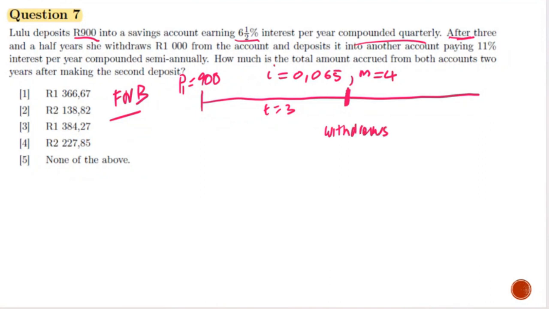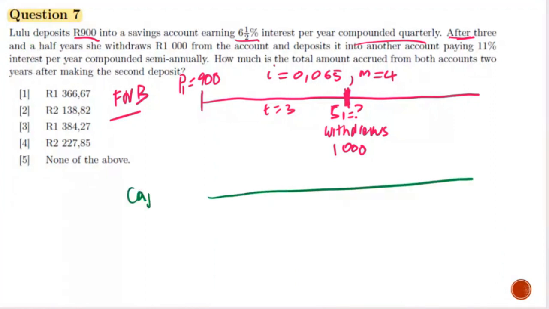She withdraws 1,000 rand from the account. The money would have run for 3 years and accumulated an amount. Let us say there's an amount that it accumulates at 3. When she goes to her account, she's going to find an accumulated amount, and that is going to be your S1. But from the accumulated amount, she decided to withdraw 1,000. But she does not close this account. She goes to Capitec and takes this 1,000.